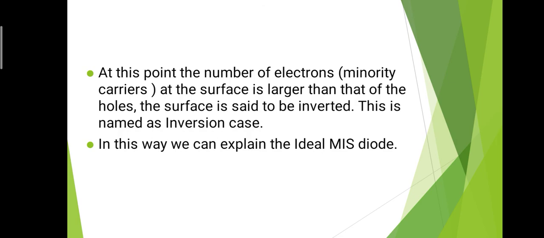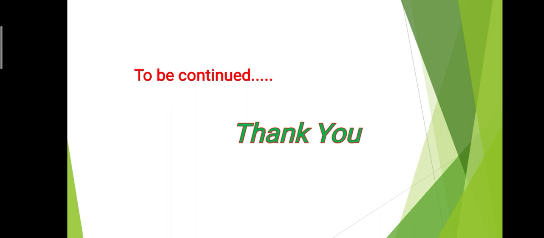So these are all the different stages which help us to explain the working principle of the MIS diode, that is the accumulation stage, depletion stage, and the last one is the inversion stage. So in this way we can explain the ideal MIS diode. It is also a very important diode. It is used for various applications. Generally it is a 3-layer device, so it is widely used for different applications. So in this way we have covered these two types of diode, that is the IMPATT diode and the MIS diode, that is the metal insulator semiconductor diode.